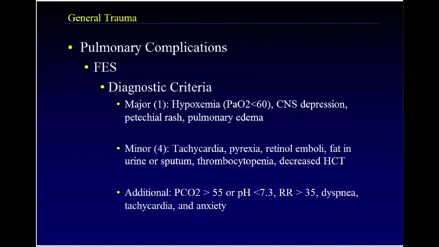The diagnostic criteria for fat embolism syndrome, the three hallmarks of it, if you will, are hypoxemia, central nervous system depression, typically in your questions you'll see that the patient is confused or irritated, and then petechial rash. Those are the three things that seem to be mentioned. There actually are four major criteria which you see listed here, the three I mentioned plus pulmonary edema, and then four minor criteria: tachycardia, pyrexia, retinal emboli, and thrombocytopenia. Additional things that can support the diagnosis include a PCO2 on a blood gas greater than 55, or significant acidosis with a pH less than 7.3, tachypnea, dyspnea, tachycardia, and anxiety. All those things can corroborate the diagnosis.